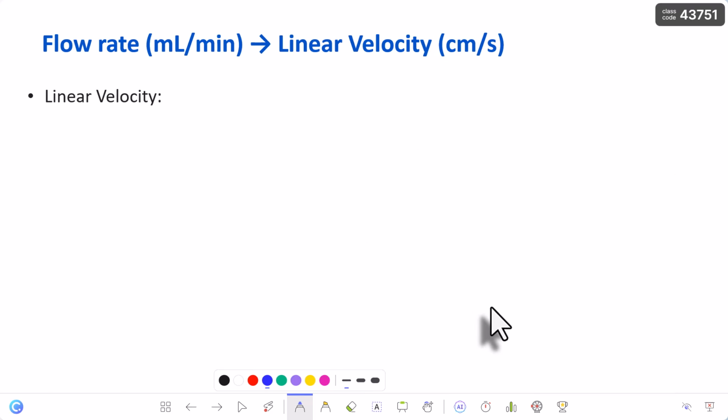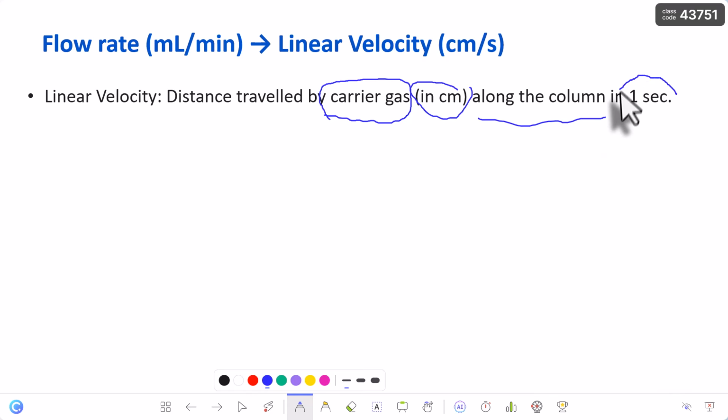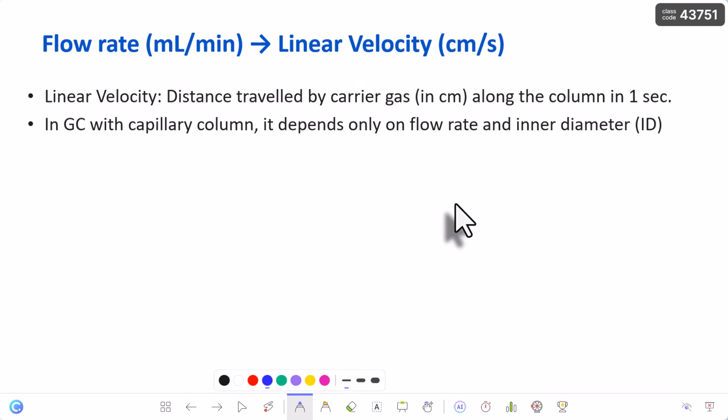So let us understand the definition of a linear velocity. It is the distance traveled by a carrier gas, as we are talking about gas chromatography. The carrier gas is a mobile phase, so the mobile phase will be traveling through the column. Hence, it is the distance traveled by the carrier gas, in the unit of centimeter, along the column in 1 second. So the unit of linear velocity is going to be centimeter per second.